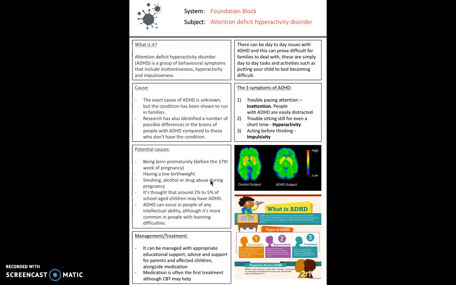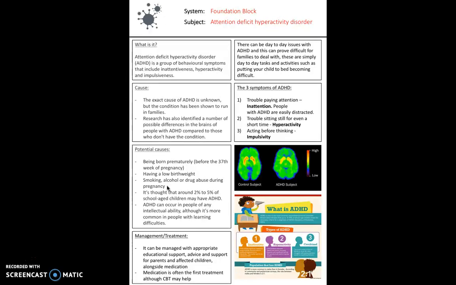The exact cause of ADHD is unknown. However, a list of potential causes have been prepared here. So most commonly being born prematurely. As we said earlier, full term is 37 weeks of pregnancy, so being born before that time. Having a low birth weight is also a high risk factor. And another important risk factor is during pregnancy if the mother smokes or abuses alcohol or drugs. It's thought that around 2 to 5% of school-aged children may have ADHD in our current society.